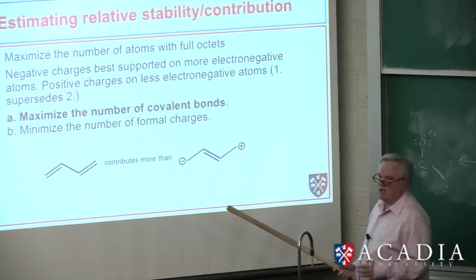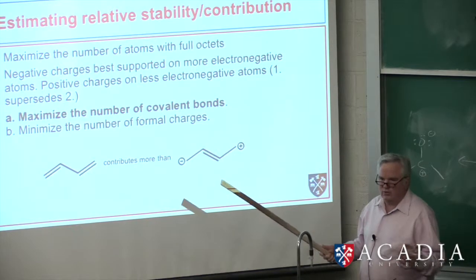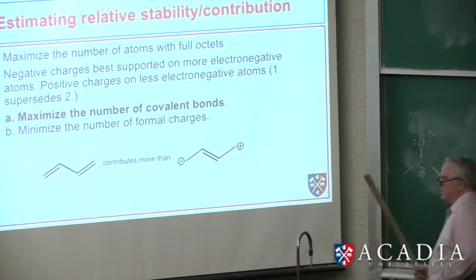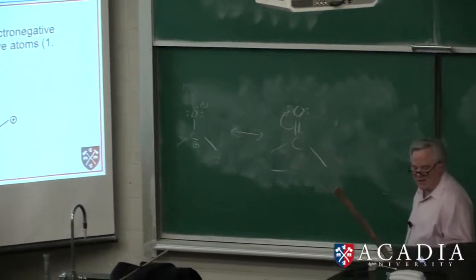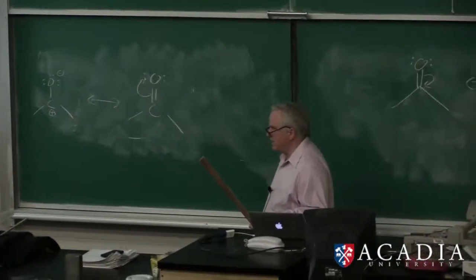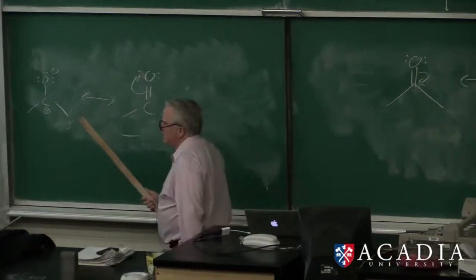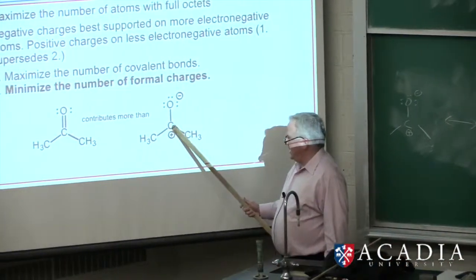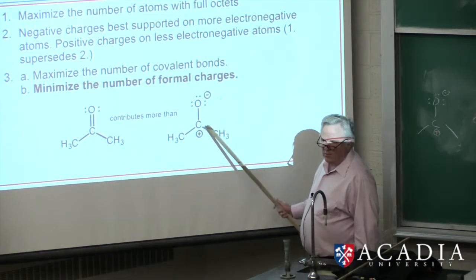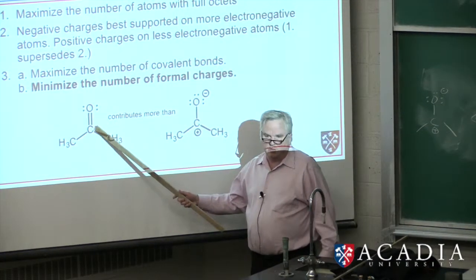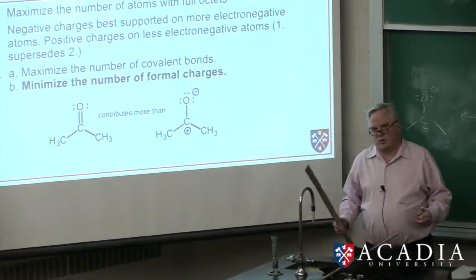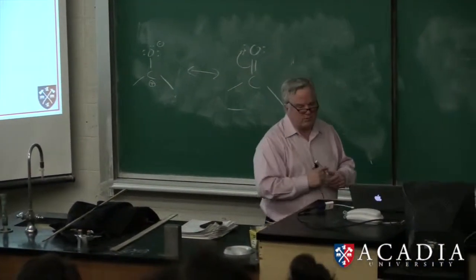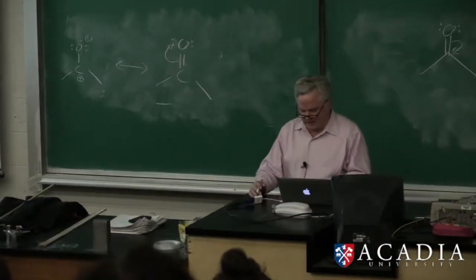What you will find is there's another rule if you go and search for rules of resonance and stability that says minimize the number of formal charges. These two actually turn out to be kind of the same thing. So if we minimize the number of formal charges, we say that this contributes more than this because here we have 2 formal charges and this one has no formal charges. But they're kind of the same rule. You will find some textbooks talk about these as being separate rules, but they really just kind of degenerate to be the same.